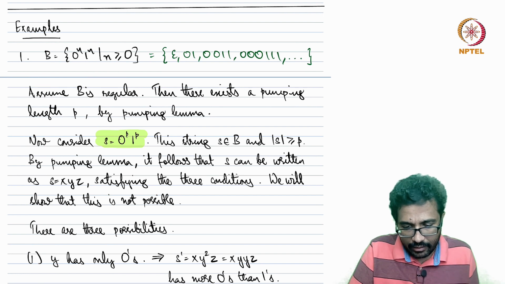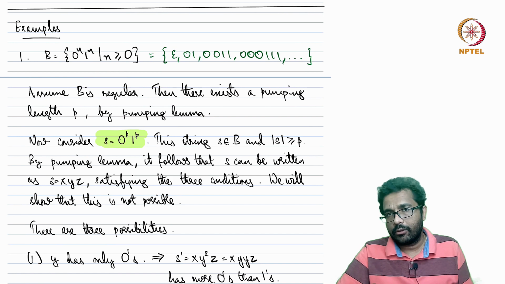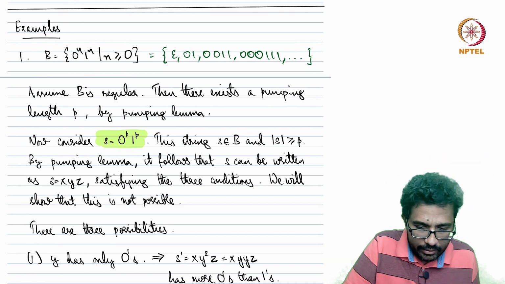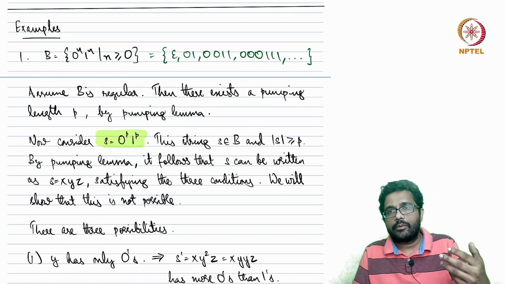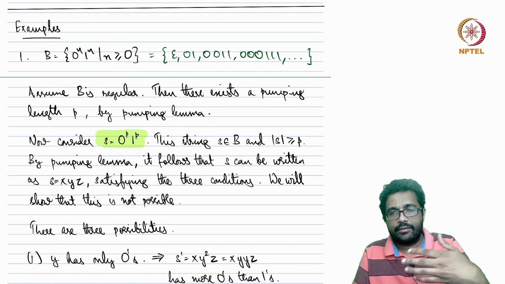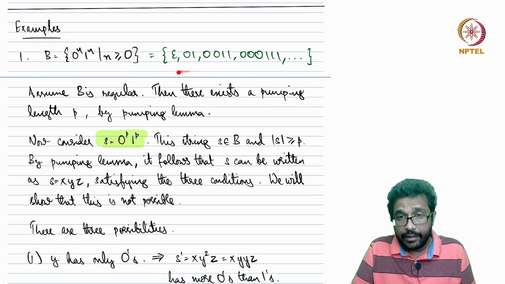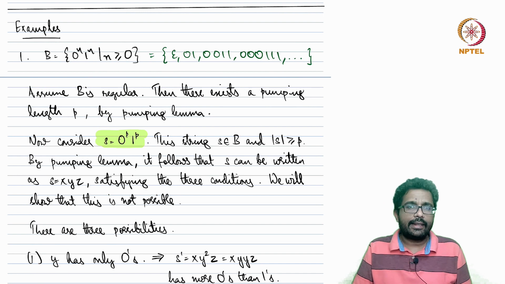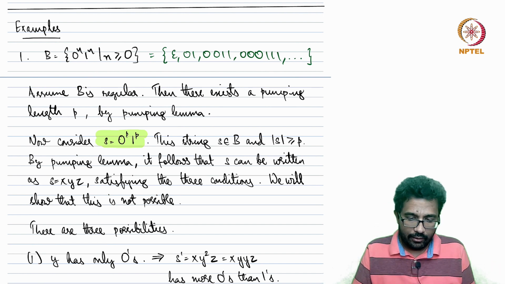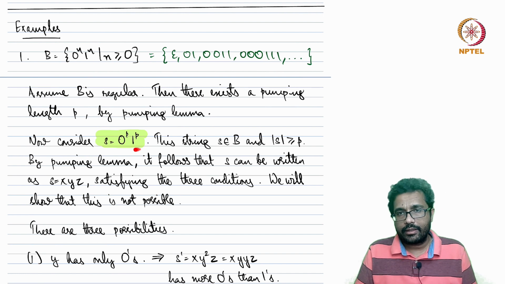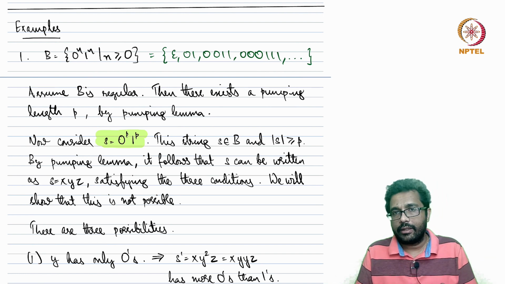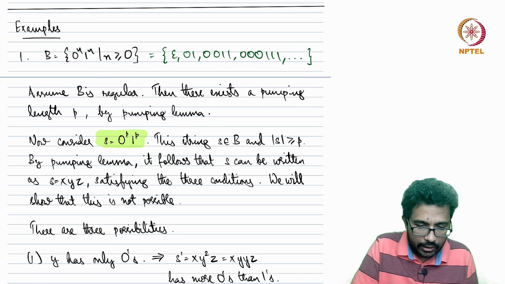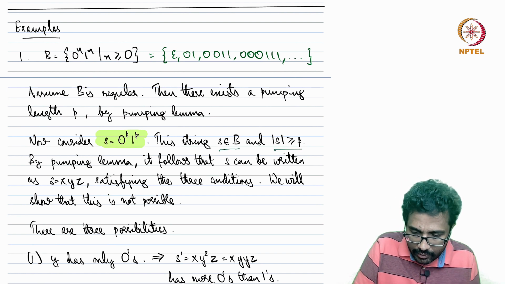The language is any number of zeros followed by the same number of ones. So, the language is an infinite language. You could have 2 zeros followed by 2 ones, 3 zeros followed by 3 ones, 4 zeros followed by 4 ones, 5 zeros and so on. Whatever value p is, we have the string p zeros followed by p ones. So, this string is clearly in the language and it is of length 2p. So, it satisfies both the conditions.